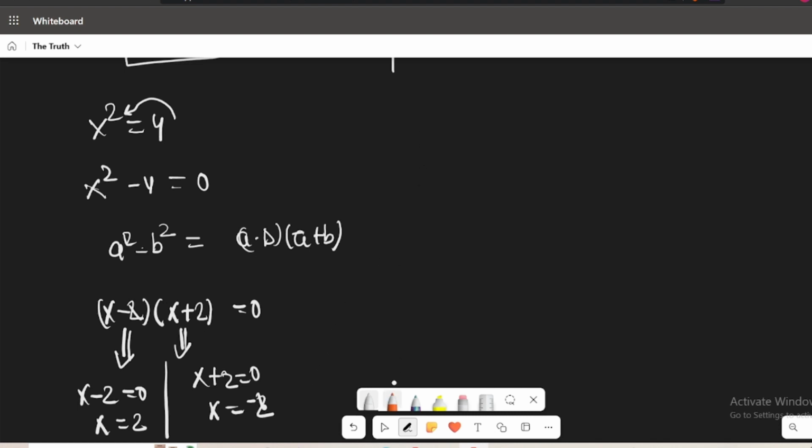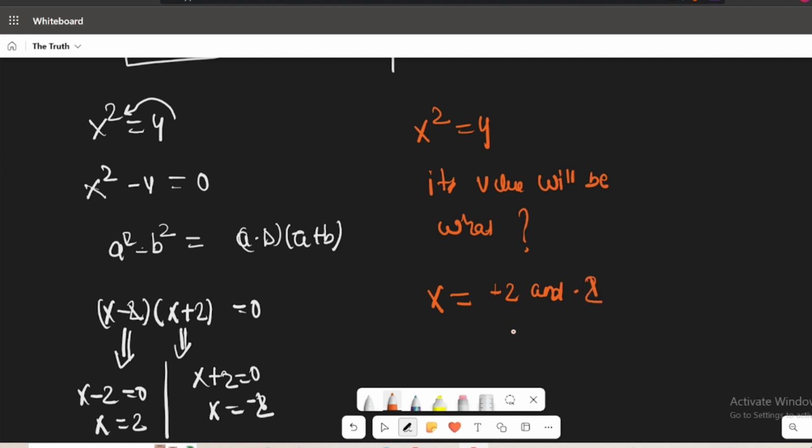So now you might be confused because I have created a confusion in that x² = 4. What will its value be? So this was our topic: what's the truth? x² = 4, so x will be +2 and -2, or x will be +2 only.